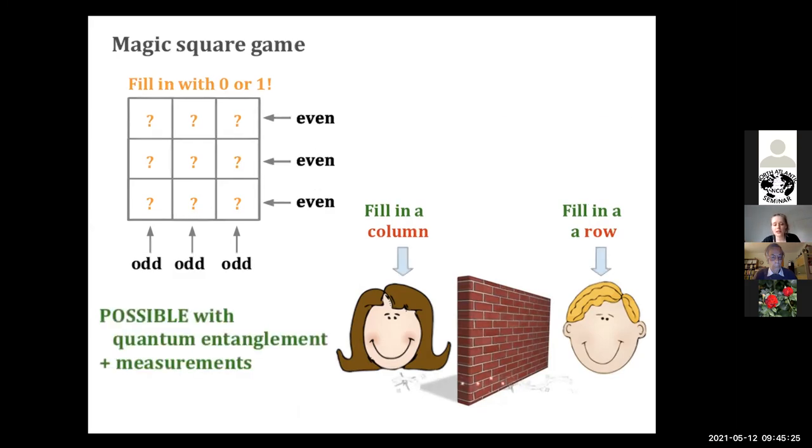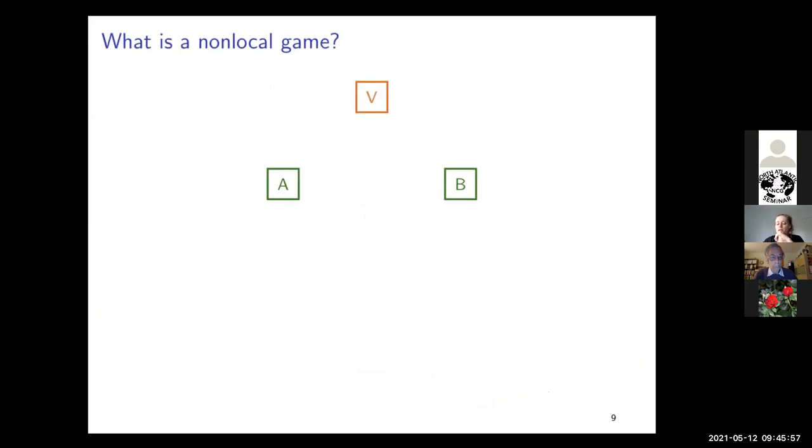Okay, but it turns out that if you allow quantum entanglement, actually just C4 cross C4 of shared state is enough to achieve this, then there exists a strategy for Alice and Bob that allows them to always win, irrespective of which row and column you ask them. So they will always give you consistent answers, and these parities are going to be correct as well. Right? Okay, so that was an example of a non-local game.